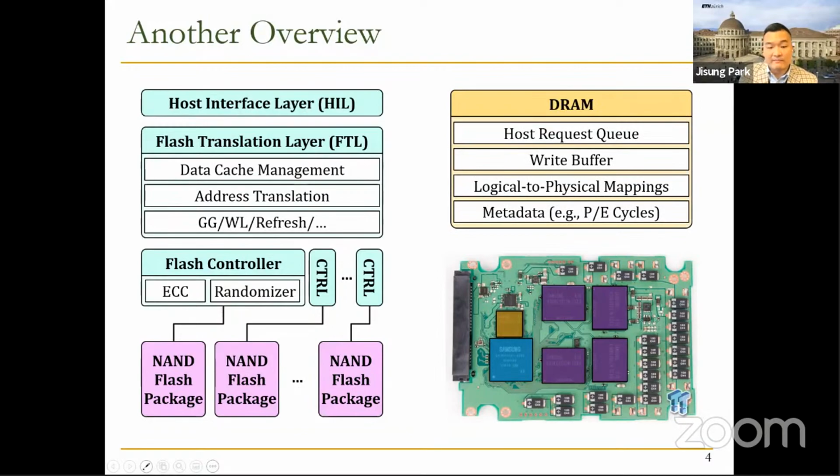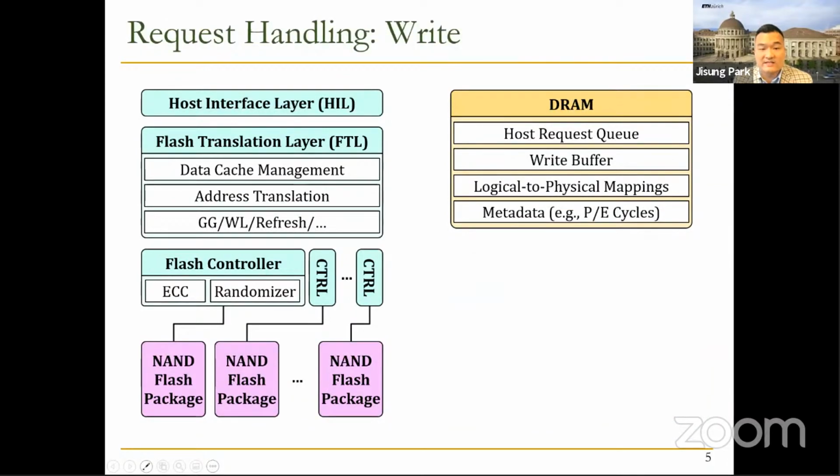The SSD's internal DRAM is used for various purposes, including host request queues, a write buffer, a mapping table, and a metadata store. In this course, we will discuss the details of each component, but let me review very briefly how an SSD handles a host request. So let's start with the write request, because for sure, you can read the data from an SSD only when you have written some data there.